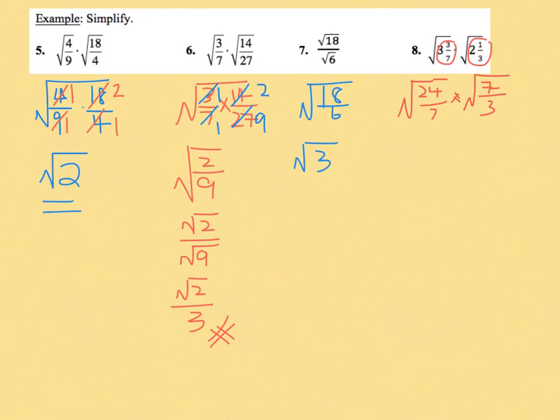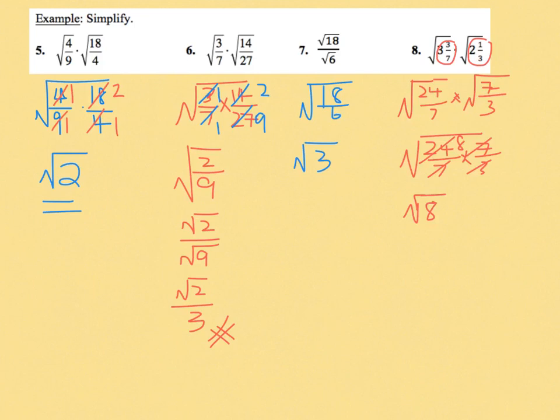Now you can apply the product property of square roots to help you combine the two of them. So you get the square root of 24 over 7 times 7 over 3. And now you can simplify. 7 divided by 7 is 1, and 24 divided by 3 is 8. So you get square root of 8.